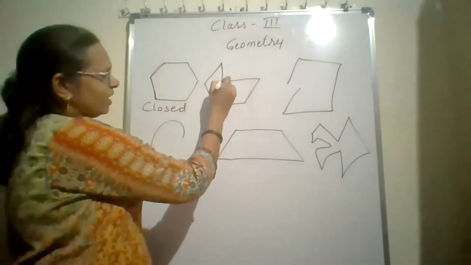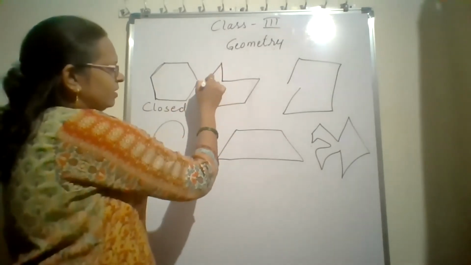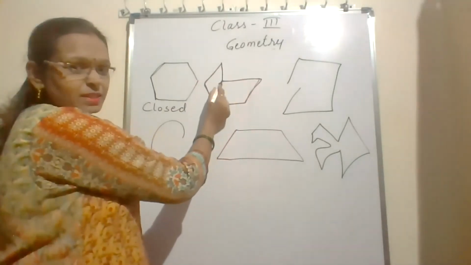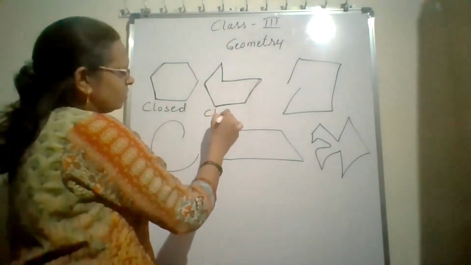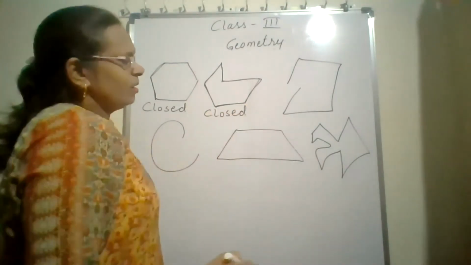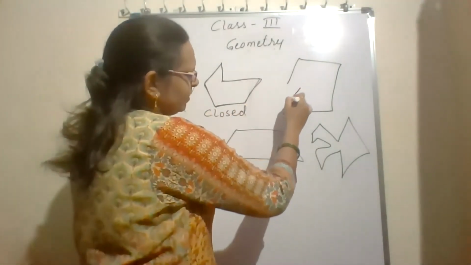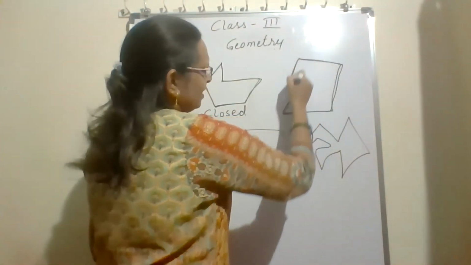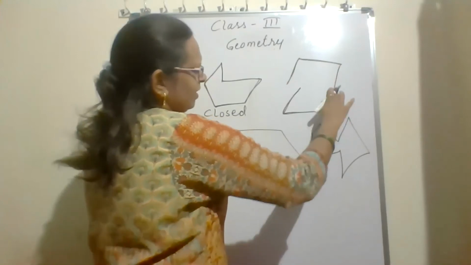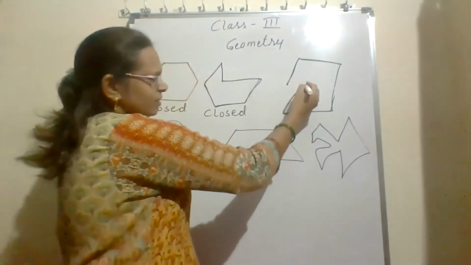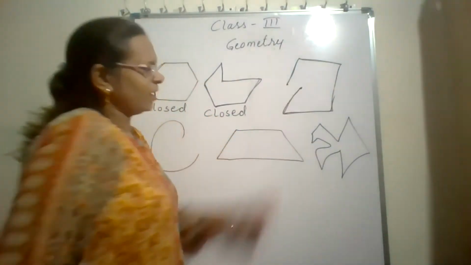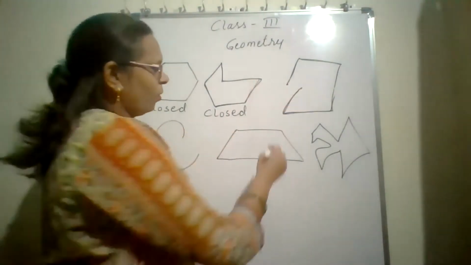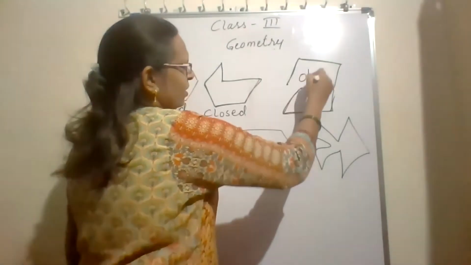Here also I started running from here, then here, and then, see, again I reached the starting point. So it is also a closed figure. But now here, when I started running from here, I have not reached the starting point, right? So it is an open figure.